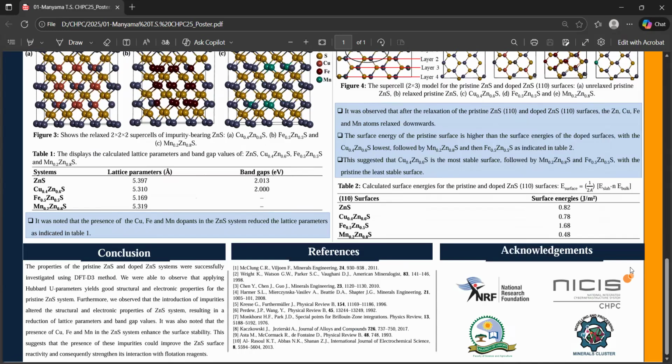Furthermore, we observed that the introduction of impurities into the sphalerite system resulted in a reduction of lattice parameters and band gap values. It was also noted that the presence of these impurities enhanced the surface stability of the sphalerite system.